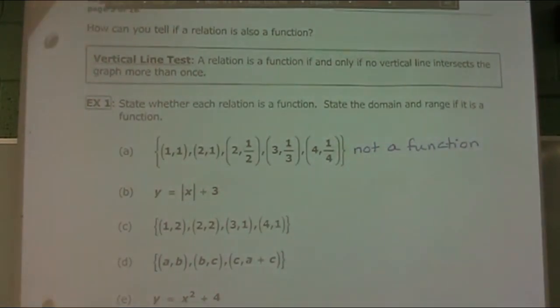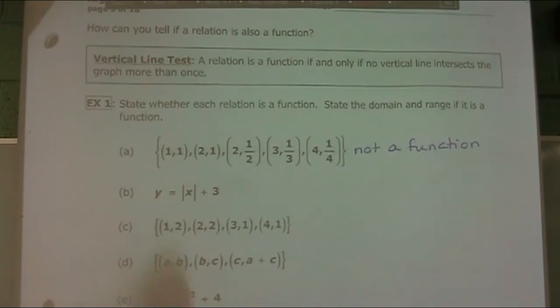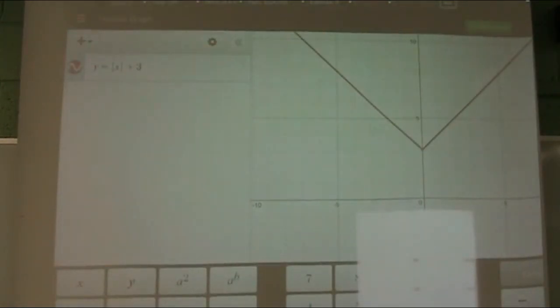Not a function. Let's go to our graphing calculator and we'll put this function, y equals absolute value of x plus 3. And we probably remember what this looks like. And here it is. And what we can do is you can use a pen or a pencil or a ruler to do the vertical line test.